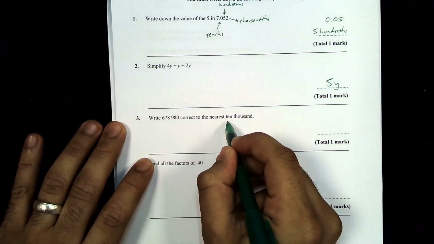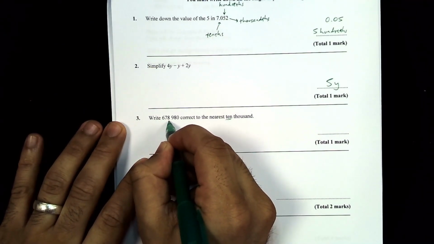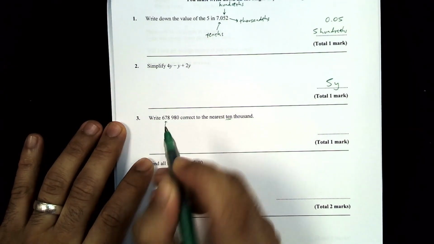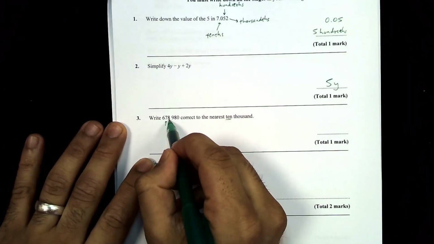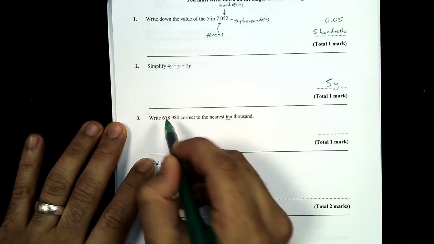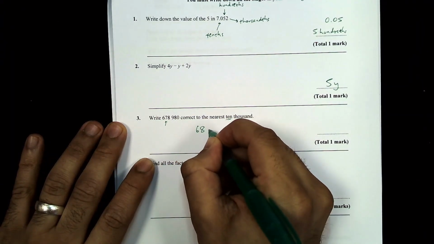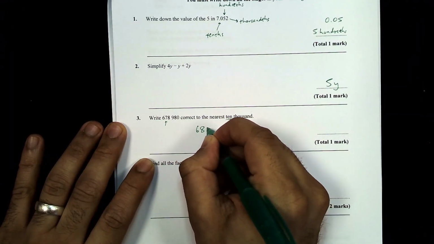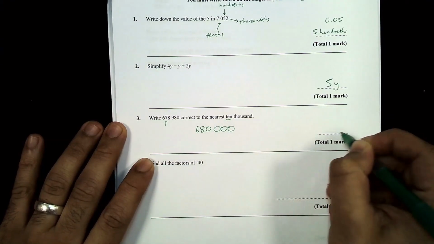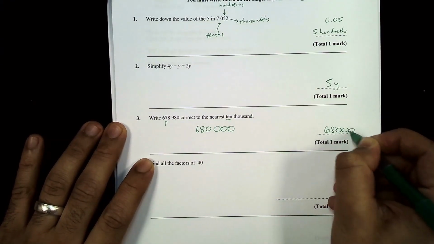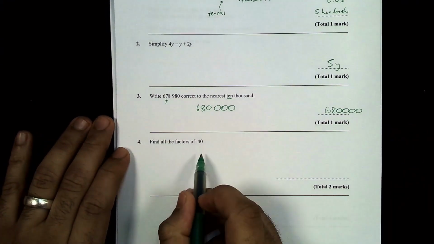Next. 678,980, correct to the nearest 10,000. So I'm rounding to, well, this is thousands. This one here is 10,000s. So what I'm looking at is the 8. The 8 is bigger than 5, which rounds this up to 680 thousand. Okay, so answer 680,000.